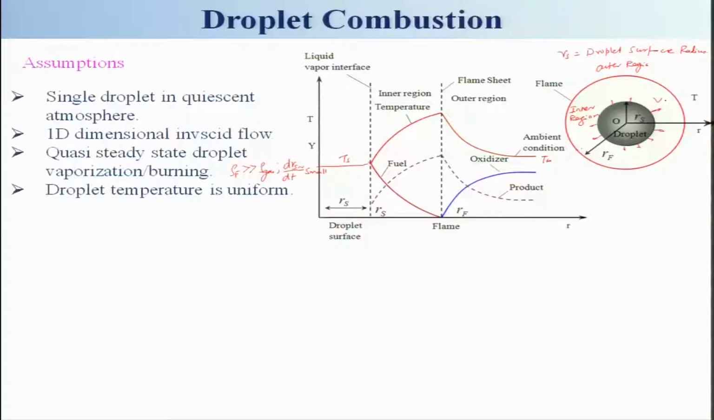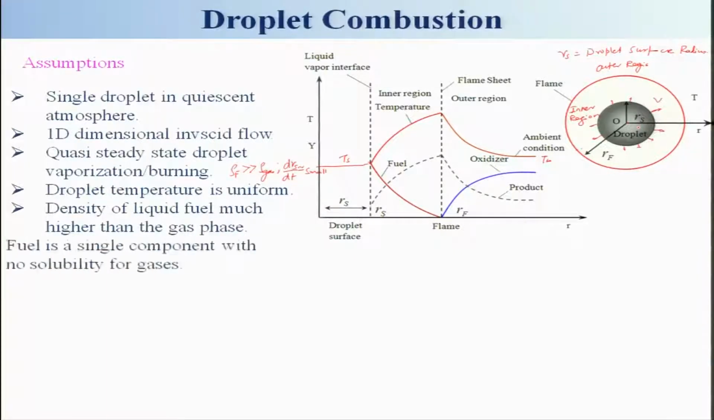The droplet temperature is assumed uniform, which is not really true, because the temperature at the center will be different from that at the surface. Otherwise, you would have to solve the equations for the inside of the droplet, but we are assuming it to be uniform, which is not the case. Even if you conduct an experiment, it is not possible. However, for simplicity we have done this, and the density of the liquid fuel is much higher than the gas phase, as I have already told.